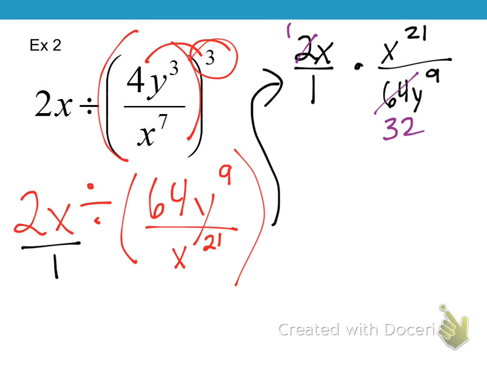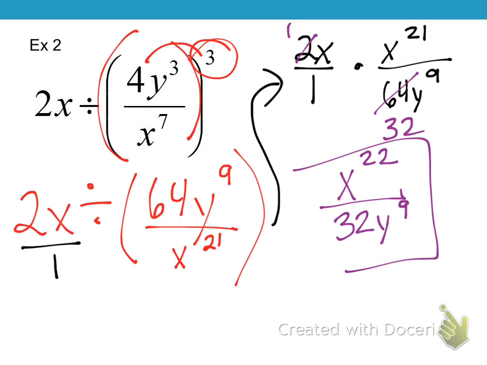So in my numerator, I have 1 times x to the 21st. So x to the 22nd over 1 times 32 times y to the 9th. 32y to the 9th. Good. What are your questions?